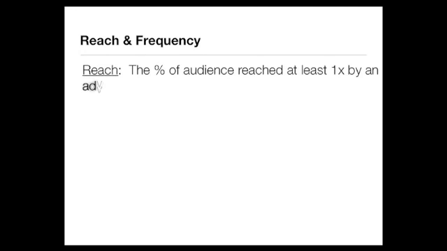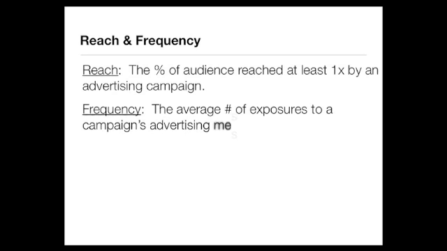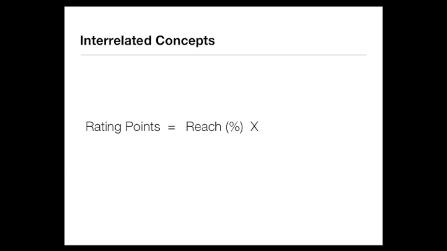But these concepts of reach and frequency are interrelated with the notion of rating points. We define reach as the percentage of audience that is reached at least once by an advertising campaign. And we define frequency as the average number of exposures to a campaign's advertising message. Now, these concepts are not just loosely interrelated, they are mathematically interrelated in a simple formula. Rating points equals reach times frequency.